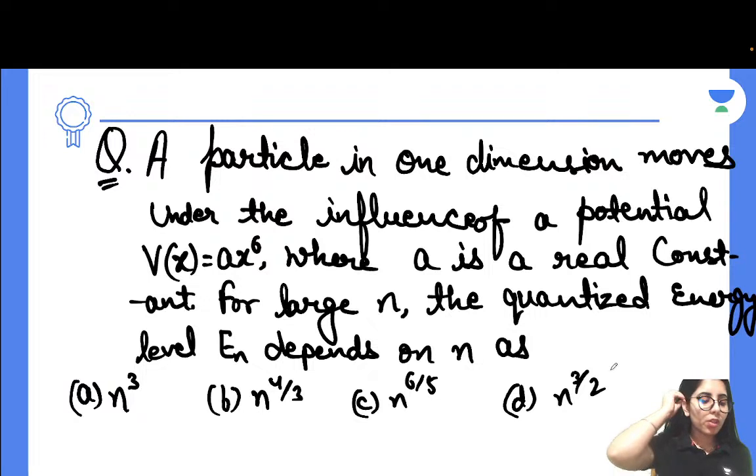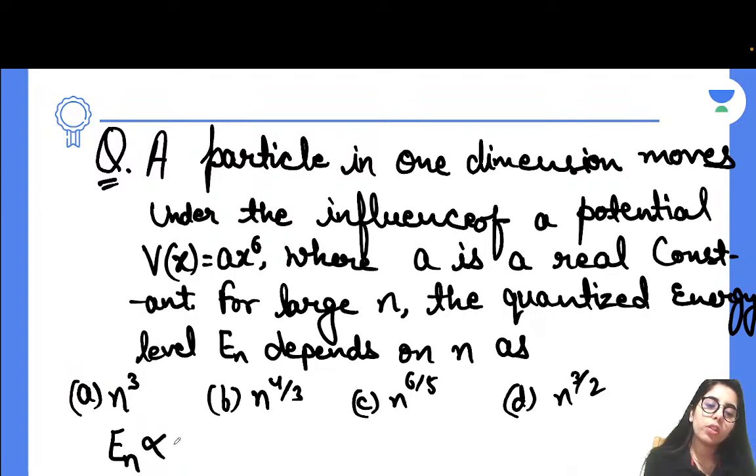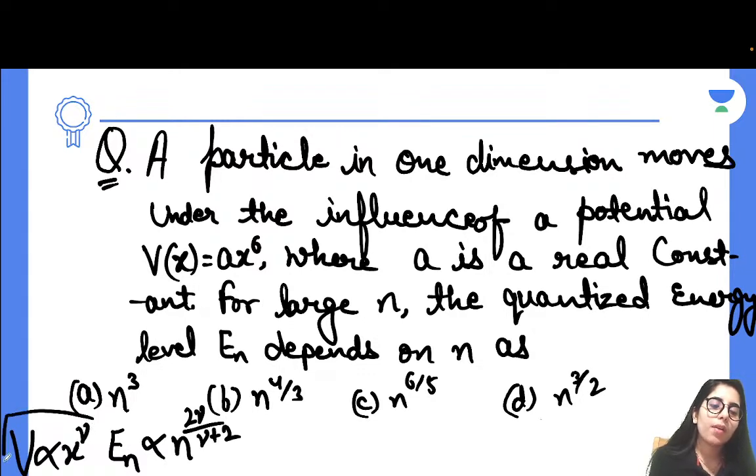Okay, let me just give you the trick here as well. So basically, guys, in this situation, you are simply going to consider that the energy E_n as per the WKB approximation method will be proportional to n to the power 2 nu over nu plus 2. And what is this nu here? So nu is such that if V is proportional to x to the power nu, nu means the power of x.